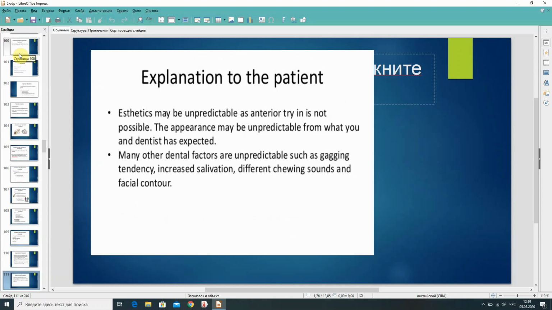Explanation to the patient. Esthetics may be unpredictable as anterior try-in is not possible. The appearance may be different from what you and the dentist have expected. Many other dental factors are unpredictable, such as gagging tendency, increased salivation, different chewing sounds, and facial contour.